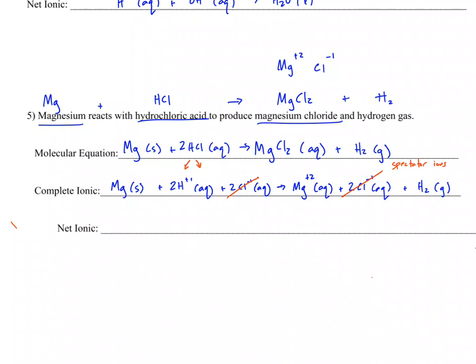Okay, so what's your net ionic equation? Well, we've got magnesium as a solid, you've got 2 hydrogen ions, you've got magnesium ion and hydrogen gas. There's your net ionic equation.